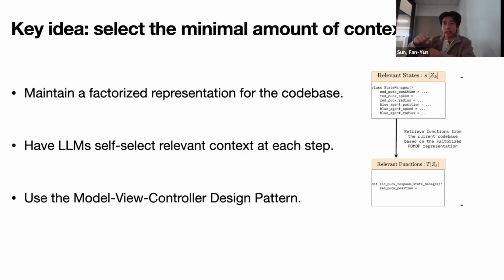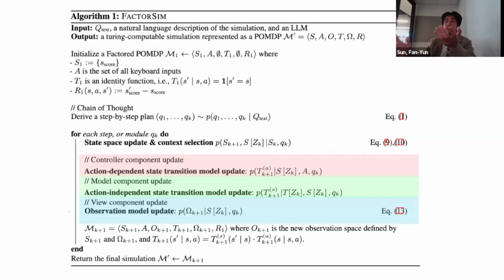And then at each step of the generation, for example, maybe I say, I want to add this particular logic to this environment that I'm generating. Then we would have LLMs select the relevant parts of this code base that need to be taken into consideration for this particular query. And then we form the prompts with only the relevant context selected by language models. And we combine this with a software design pattern commonly used in game design called model view controller. But essentially, that then becomes this algorithm.